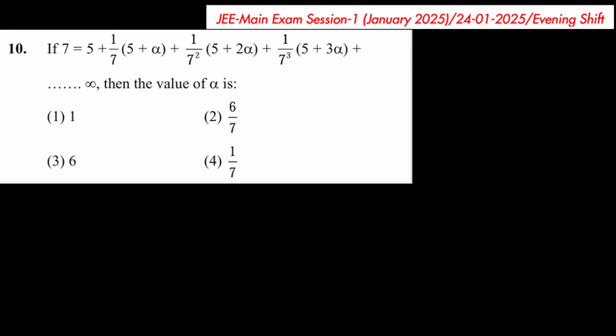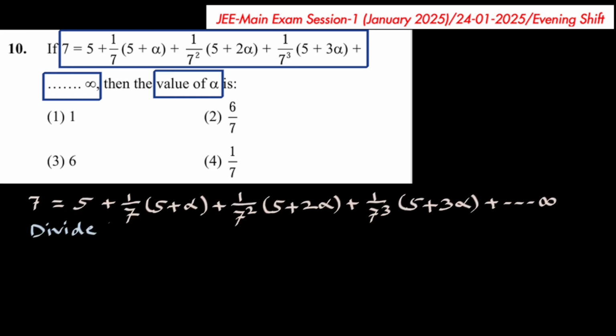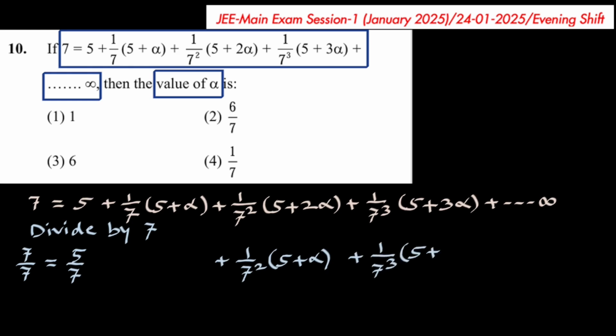In this question, an infinite series in terms of alpha is given and we have to find the value of alpha. By certain manipulations, we can convert this series into a geometric series. For that, first we write the series as it is. We will divide throughout by 7. So 7 upon 7 equals 5 upon 7 plus 1 upon 7 square, 5 plus alpha, plus 1 upon 7 cube, 5 plus 2 alpha, and so on up to infinity. We will subtract this new series from the original series 1.